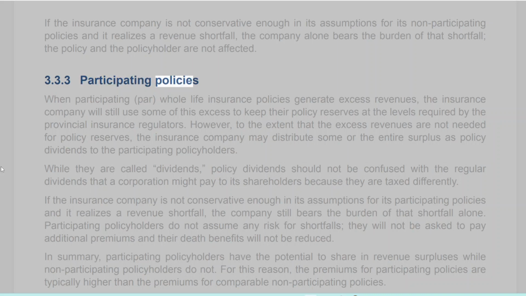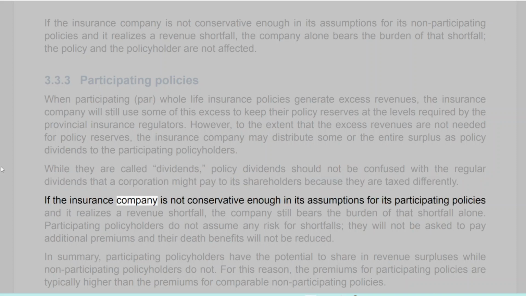3.3.3 Participating policies. When participating, par, whole life insurance policies generate excess revenues, the insurance company will still use some of this excess to keep their policy reserves at the levels required by the provincial insurance regulators. However, to the extent that the excess revenues are not needed for policy reserves, the insurance company may distribute some or the entire surplus as policy dividends to the participating policyholders. While they are called dividends, policy dividends should not be confused with the regular dividends that a corporation might pay to its shareholders because they are taxed differently.